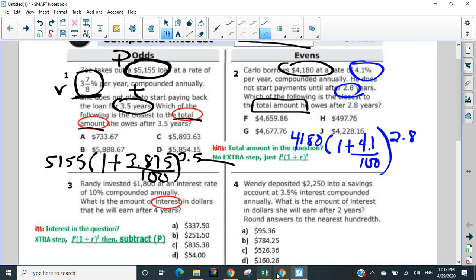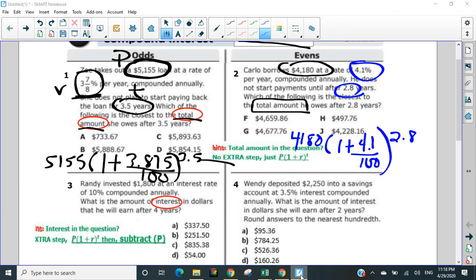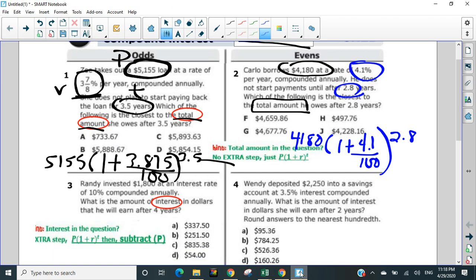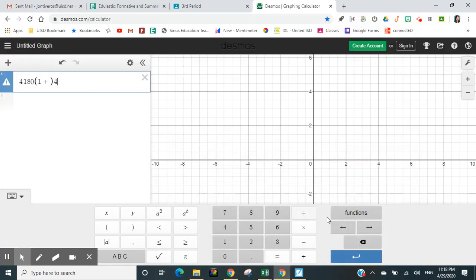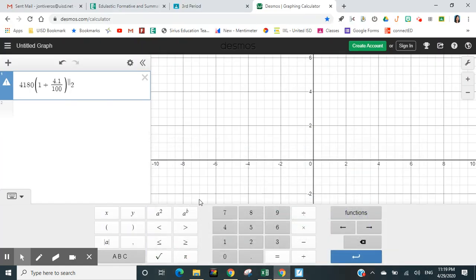Okay, so go to the calculator and let's try it again. 4180, open parentheses, 1 plus 4.1 over 100, move to the right with the right arrow, close parentheses, and then AB power, we're going to put a 2.8. There we go, and that should give you the answer.